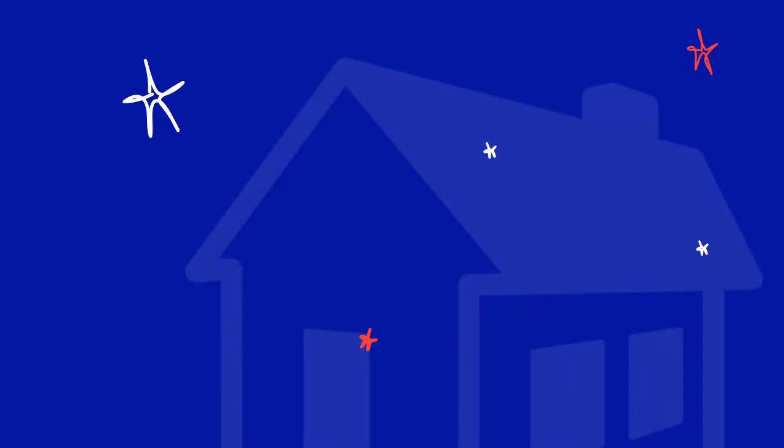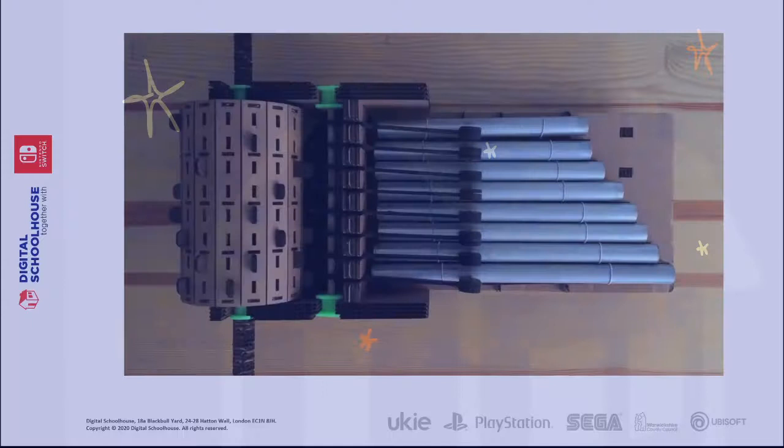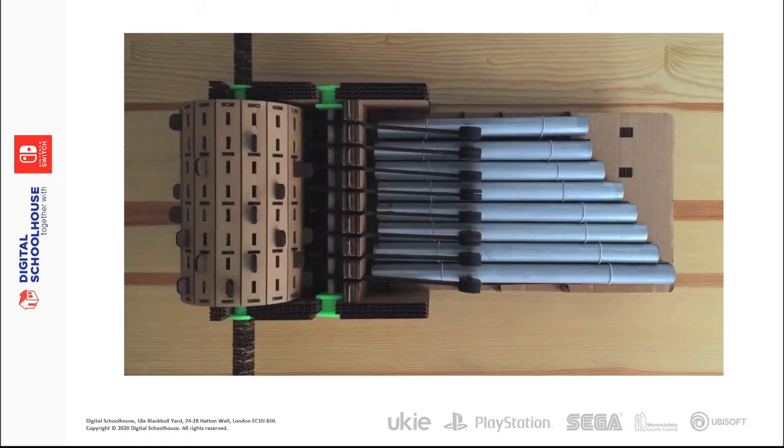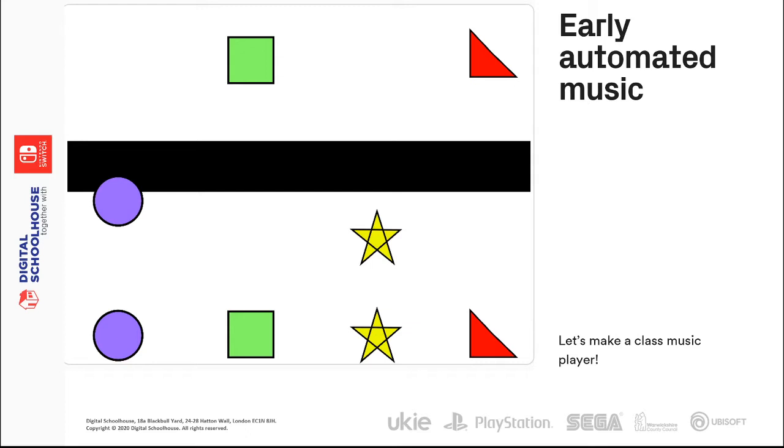Okay, so how cool was that? That is an example of a very early style of music player. Obviously, this was built fairly recently using plastic and cardboard, so it's a reproduction. It's not a real early device, but it gives you an idea of how these early devices actually worked. Hopefully you enjoyed that. The next thing we're going to do is have a go at making our own music player.